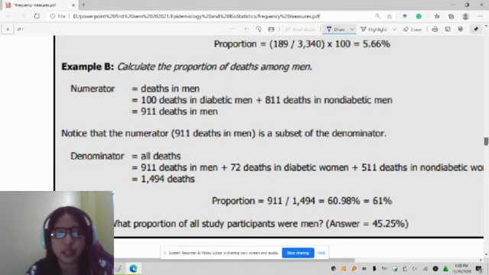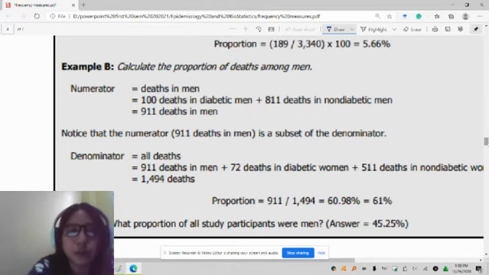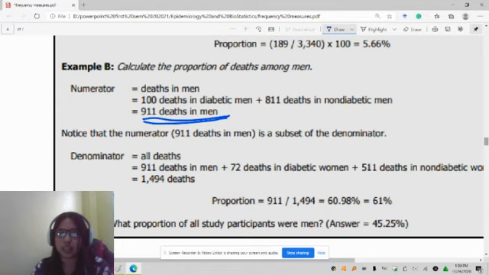So this example is about the proportion of deaths among men. So the numerator is the deaths in men. Regardless of whether they are diabetic or non-diabetic, because our case is death, you have to consider both diabetic and non-diabetic. So there's a need to add the two. So the result is 911 deaths in men.